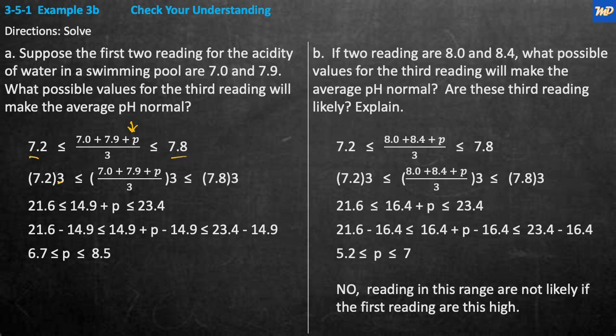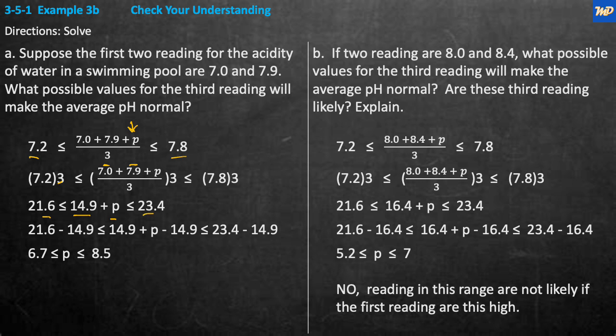7.2 times 3 is 21.6. Now we got the 3 times the 7.0 plus 7.9 plus p, and then we're going to divide that by 3. Okay, and the 7.8 times 3. And when you simplify this, you're going to get 21.6 is less than or equal to 14.9 plus p. 7.0 and 7.9 is 14.9. And then there's the p left. And then it's 23.4 right here.